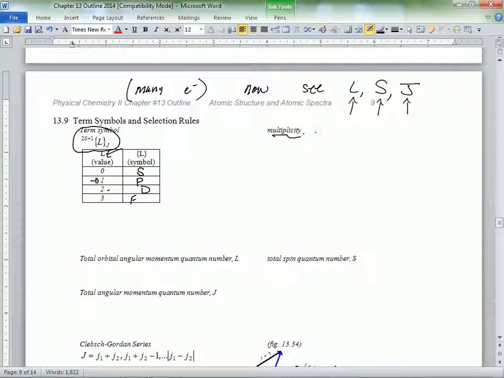So, this idea of multiplicity. Let's say we have 2 electrons. Each electron has s equal to a half, so I'm writing little s's. And we can couple them to get our total spin quantum number. And how do you couple again? The sum down to their difference, right? So it'd be 1 all the way down to 0. So S could be 1 all the way to 0.